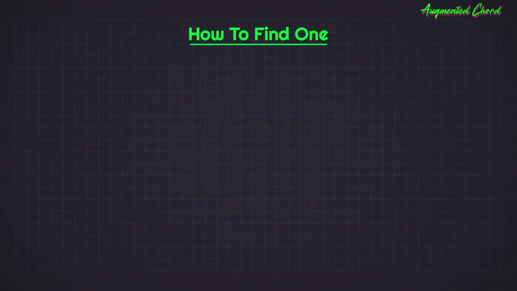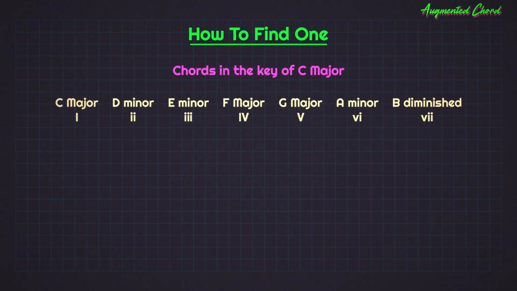Let's now go over how to find one. This is the key of C major and the 7 chords contained within the key. Since the augmented chord has dominant function, we want to use G major as the basis. As a side note, if you're wondering, you can use the chord G major or G dominant 7 interchangeably. They both have dominant function and it's up to you as the composer to decide which one to use. Since we want a triad, we're going to use G major.